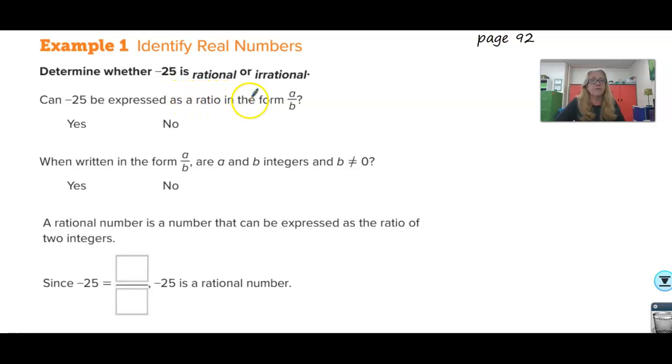Can it be expressed as a fraction where a and b are both integers? Yes, it can, because we can write it as negative 25 over 1. So yes. When written in the form a over b, are a and b integers, which means b is not 0. You can't have a 0 in the denominator of a fraction. That's another imaginary number. Yes, it can be. A rational number is a number that can be expressed as the ratio of two integers. Since negative 25 equals negative 25 over 1, negative 25 is rational.